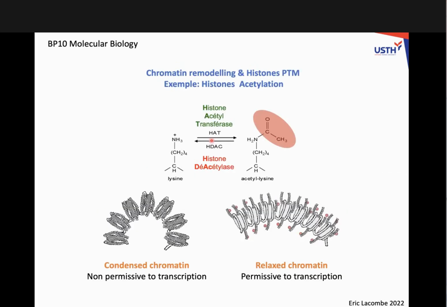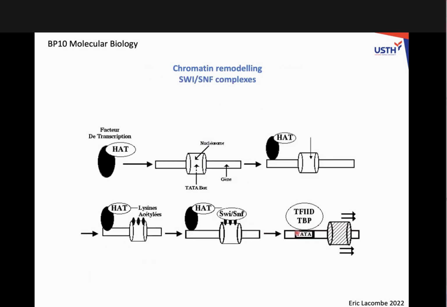Okay, so that's an example. We are in a situation where chromatin is condensed. We want to locally relax the chromatin. The only thing to do is to transfer an acetyl group and it will turn to be relaxed. After, I have to talk to you a little bit about remodeling of the chromatin, and just to show you something that we will see in detail a little bit later on.